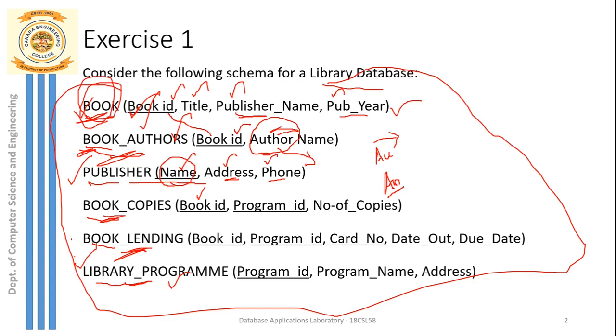So the next table is book copies. As I already said, book copies is a relationship which relates the book table and one more table, that is the library program table. What is the meaning of this? You can see the different attributes here. Book ID is the first attribute, the second attribute is program ID, the third one is number of copies. What is the attribute saying here?